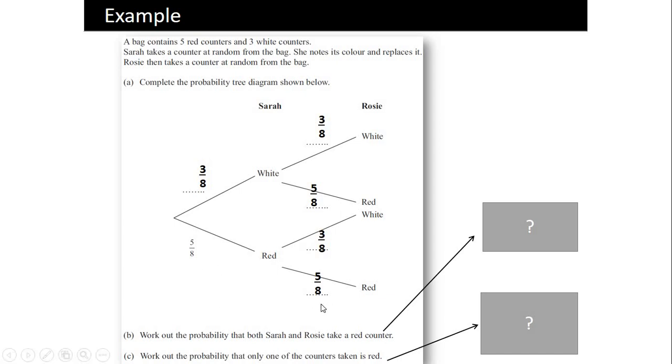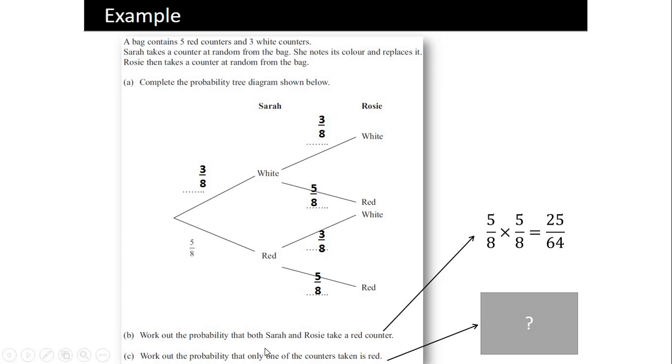So 5 eighths multiplied by 5 eighths. Remember, when you're multiplying fractions, you would just multiply the numerators and multiply the denominators. So you will get 5 eighths multiplied by 5 eighths, so you will get 25 64ths. You could then cancel this down if you can do.